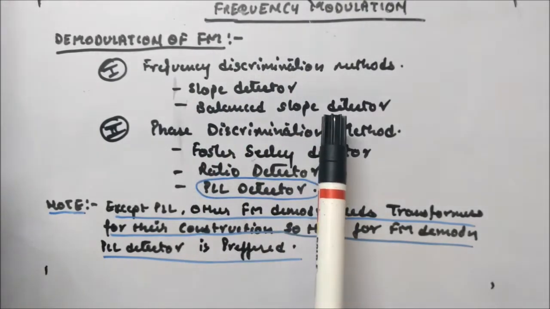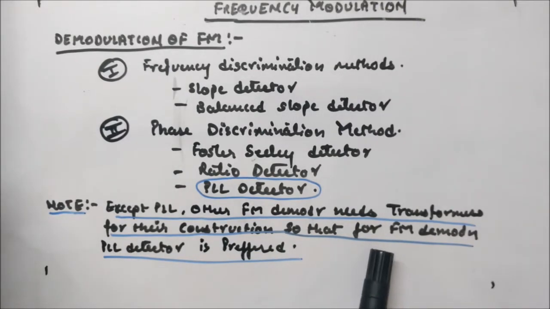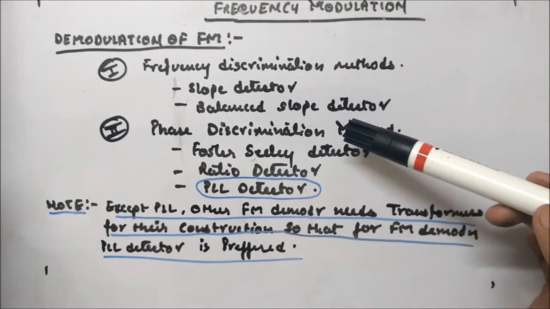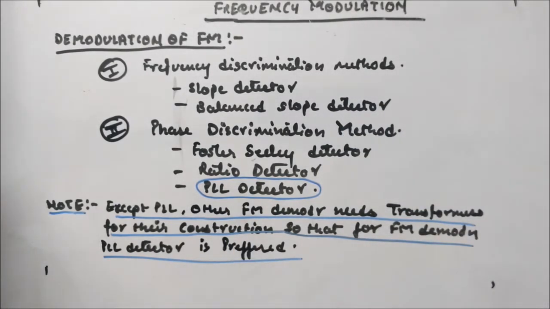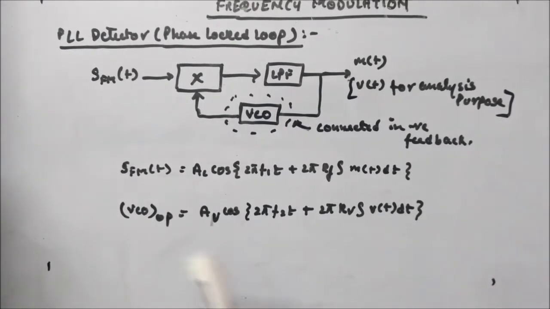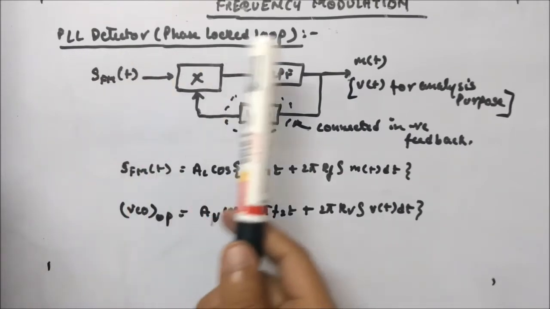Now, out of all these methods of demodulating FM, we will focus on the PLL detector because, except PLL, other FM demodulators need transformers for their construction, so for FM demodulation, the PLL detector will be preferred. We don't want to use transformers all the time, and all the other methods require transformers in their construction. That is why we go for PLL, which is far simpler. So let's start with the phase lock loop, PLL detector, to demodulate the FM signal.